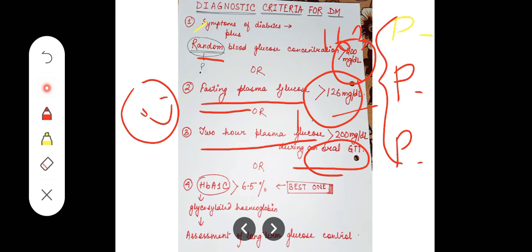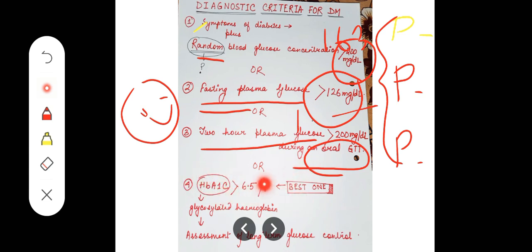So simply, if you get fasting more than 126, do not diagnose the patient as diabetic if the random glucose in the same patient is less than 200. Please go for OGTT. If that turns out to be more than 200 mg per dl, then your patient is of course diabetic. But coming to the fourth point, which is in fact the best diagnostic criteria, as you can see, that is HbA1c.